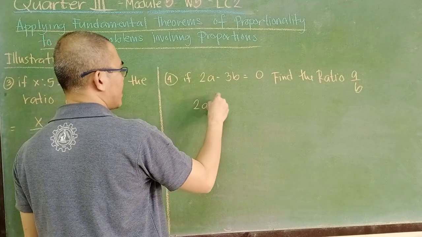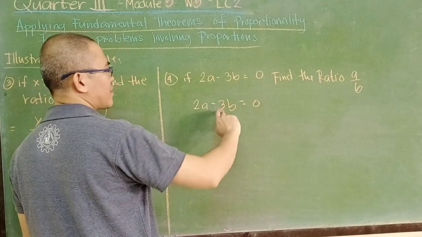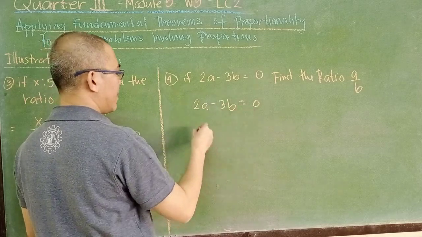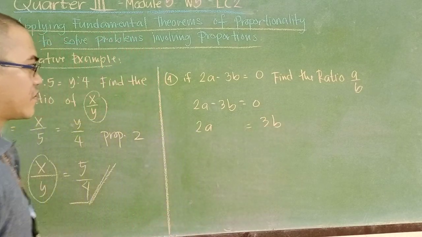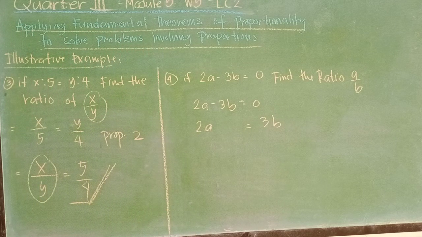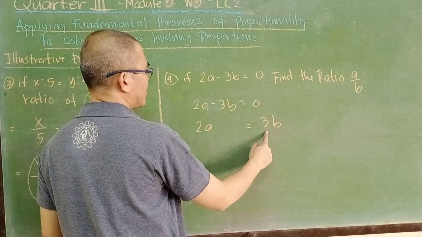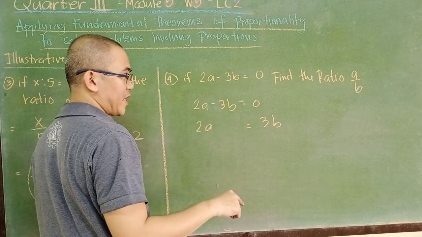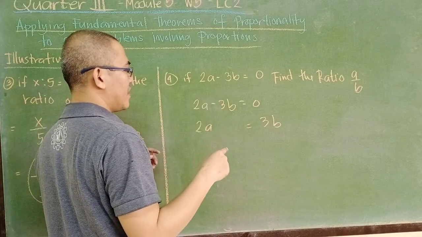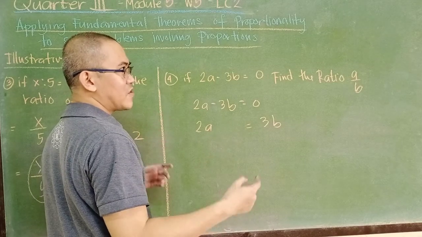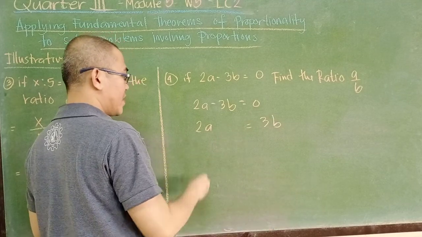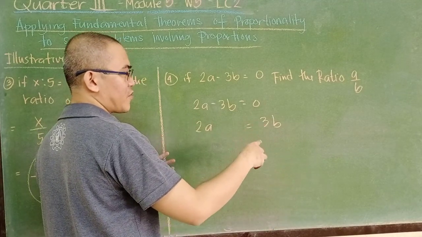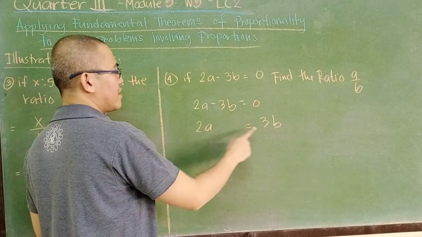So we have 2a minus 3b is equal to 0. So ang gagawin ko, transpose ko muna yung negative 3b sa kabila. So we have 2a is equal to 3b. Now, gagamitin natin yung property number 1. So dito, yung negative 3b na transpose ko sa kabila, magiging positive 3b na. Now, gagamitin ko yung property number 1, but this time, patras. Ang ginagawa kasi natin doon, nag-cross multiply tayo. Dito tatanggalin natin yung pagkaka-cross multiply nila. So dito, kung gagamitin mo yung property number 1 tapos nag-cross multiply ka, lilitaw yung 2a and yung 3b.